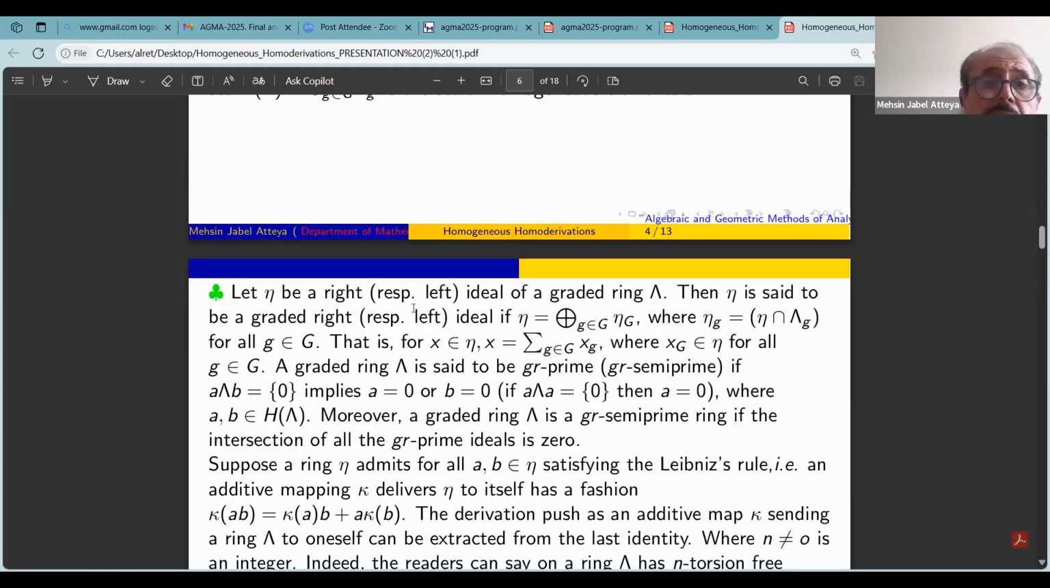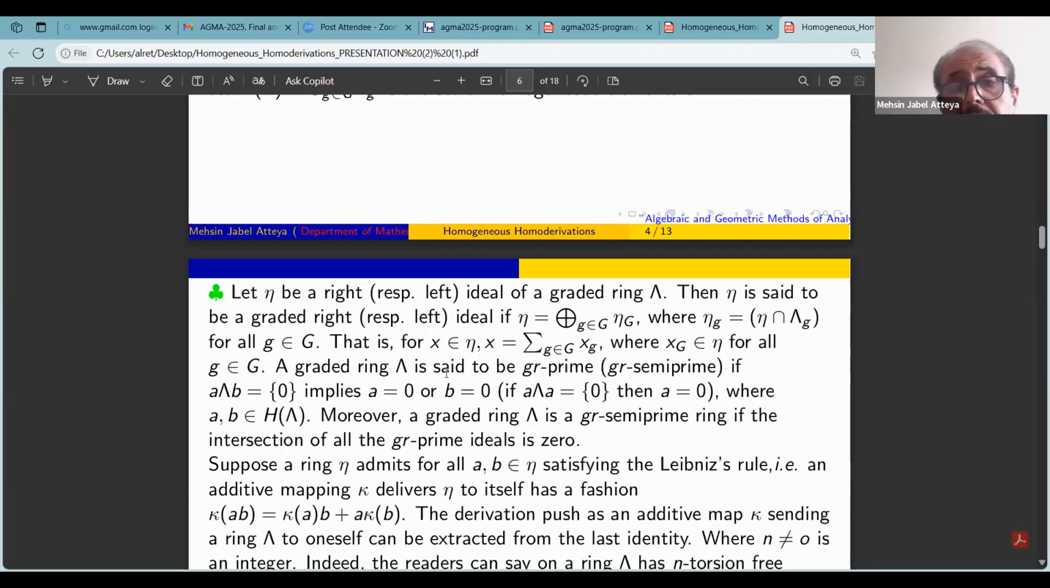Here, let eta be a right or left ideal of graded ring lambda. Then eta is said to be a graded right or graded left ideal if eta equals the direct sum over g belonging to G of eta sub g, where eta sub g equals eta intersection lambda sub g for all g belonging to G, which is an abelian group as we mentioned in the previous slide. That is, for x belonging to eta, we can write x by this way, where x sub g belongs to eta for all g in G.